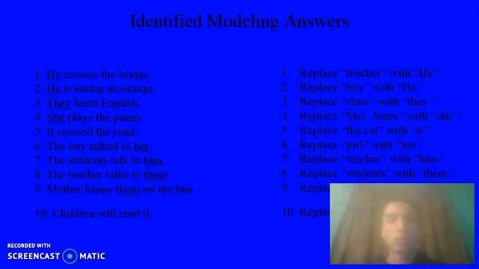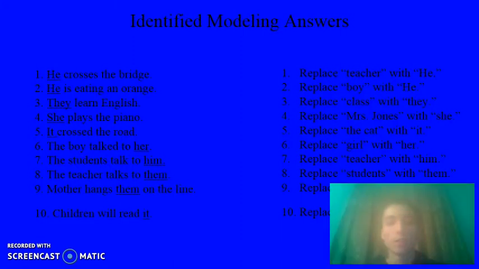For sentence number 1, in the teacher crosses the bridge, the word teacher can be replaced with the word he, so the sentence now says he crosses the bridge. For sentence number 2, the word boy can also be replaced with he, so sentence 2 now says he is eating an orange. For sentence number 3, the word the class can be replaced with they, so the sentence says they learn English. For sentence 4, Mrs. Jones can be replaced with she, so the sentence says she plays the piano.